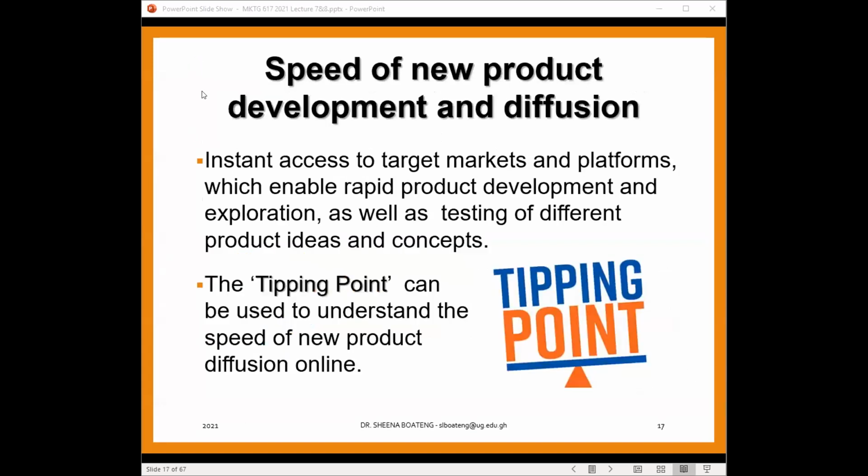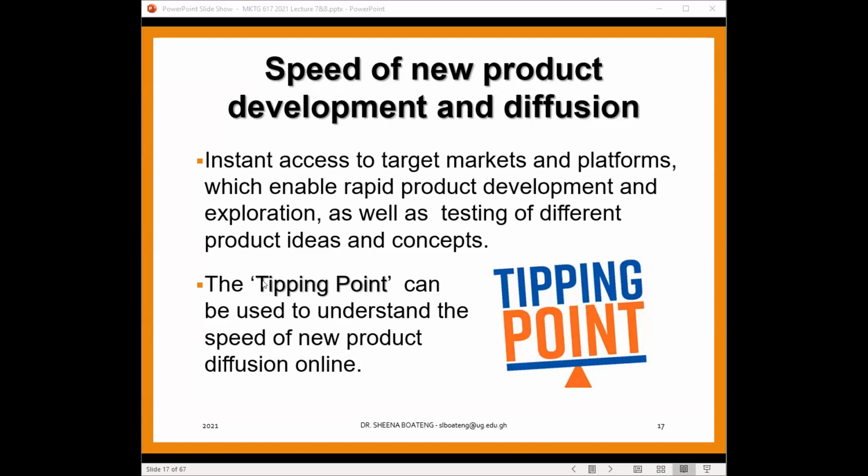Now, with regard to varying products online, we can finally talk about the speed of new product development and diffusion. And here it is a direct result of the fact that internet technology gives us instant access to target markets and platforms, right, in real time, which were not possible traditionally in the offline context. And this instant access helps us to rapidly develop products, explore the viability of these products, and be able to disseminate them far and wide over a short period of time.